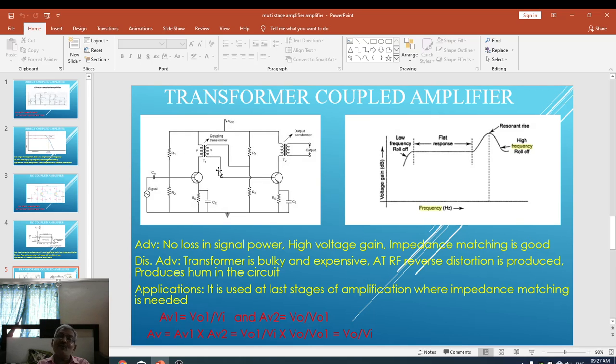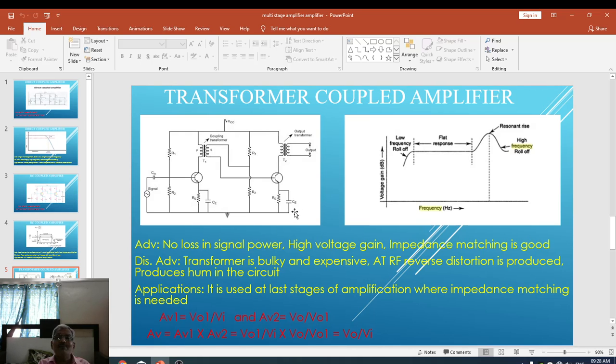This is the effect generated by using the transformer to couple the output of the first stage as the input of the second stage. But whenever impedance matching is perfectly required, under that condition the transformer coupled amplifier is widely used. Especially to design power amplifiers, the transformer coupling concept is widely accepted. Such a transformer coupled amplifier is represented in this diagram.